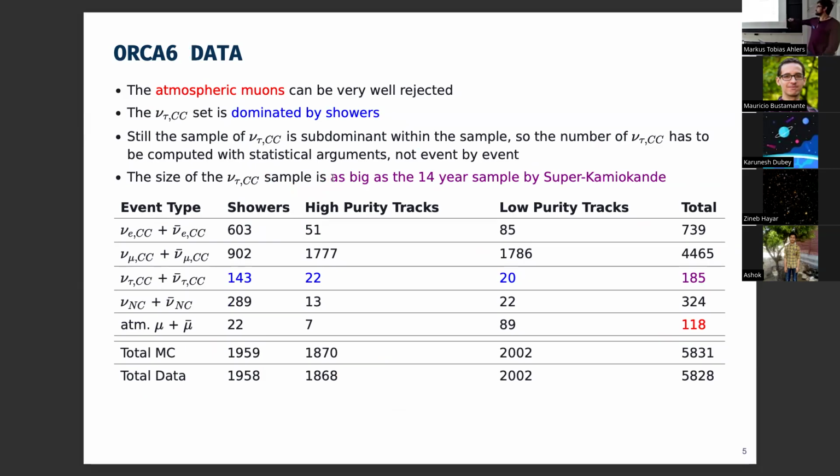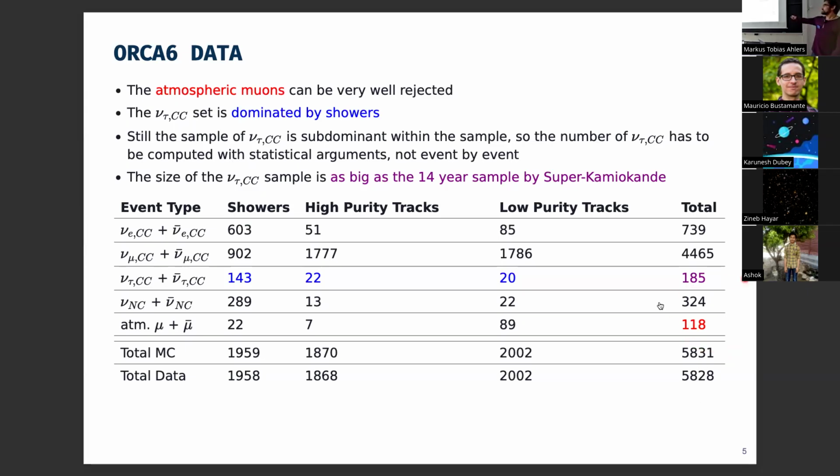The first one, here in red, is that we can reject atmospheric muons pretty well. So we have 118 atmospheric muons out of 5,800-ish total events. So that's pretty good.